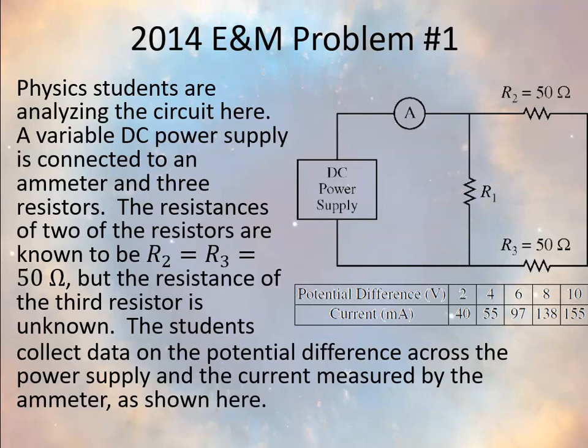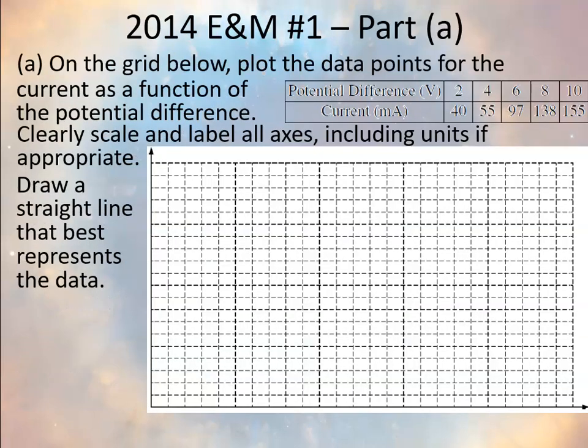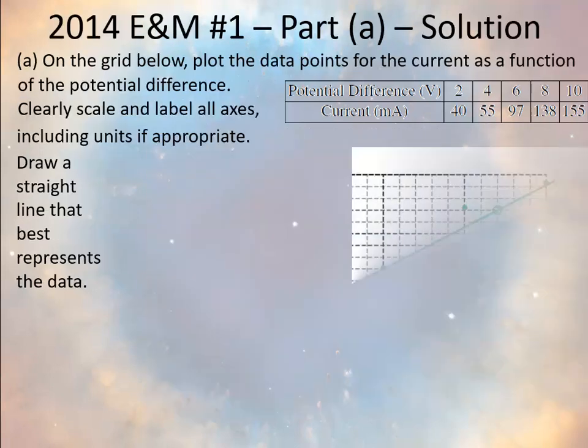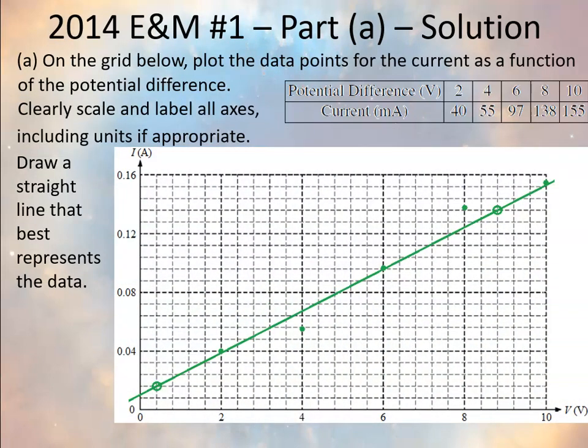So part A of this problem was simply to have students plot the data points as a function of potential difference and draw a straight line that best represents the data. There are a few things to note about this plot. First of all, you needed to label your horizontal and vertical axes both with the quantity, in this case current and potential difference, and also the units for that quantity.